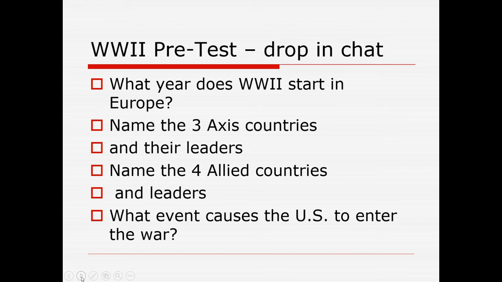The last one, what event causes the United States to enter the war? December 7th, 1941, the Japanese bomb Pearl Harbor. That's going to touch off a chain of events within the country, and it's going to cause us to declare war on Japan and therefore all the Axis powers. So that's when we enter the war. Okay.